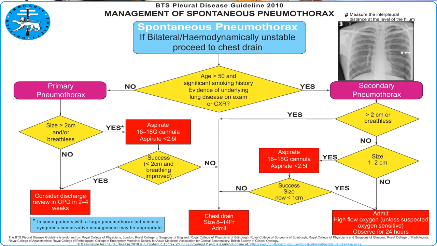I tried to find this algorithm on the internet. I didn't find it, but this is the one we follow.